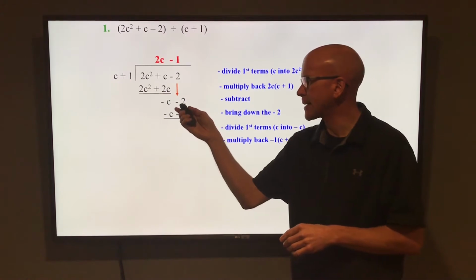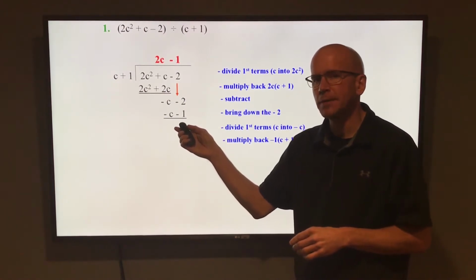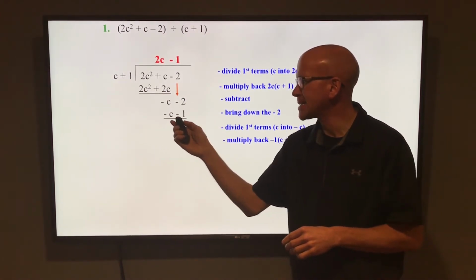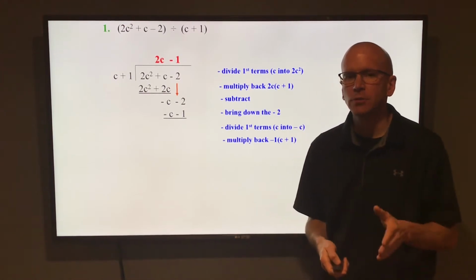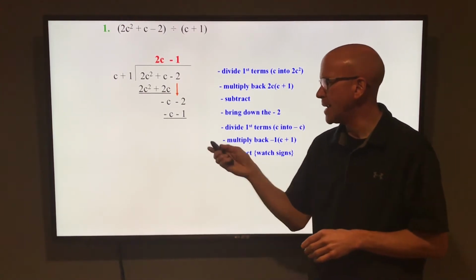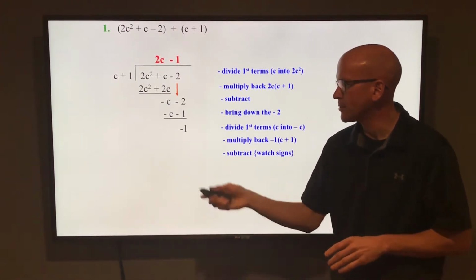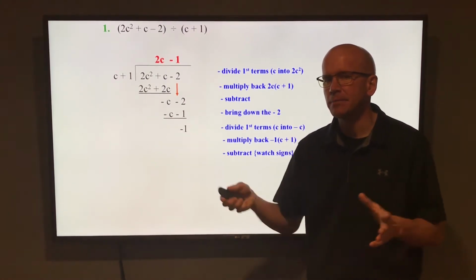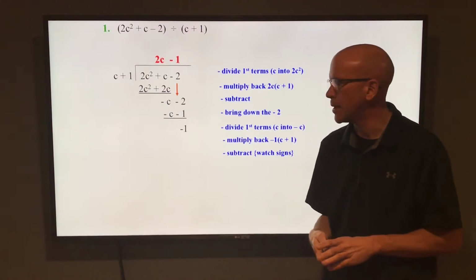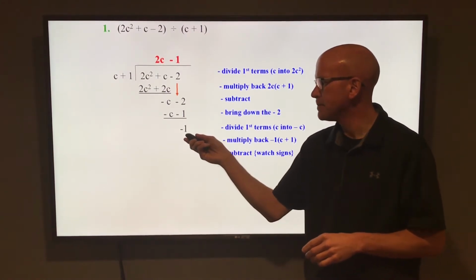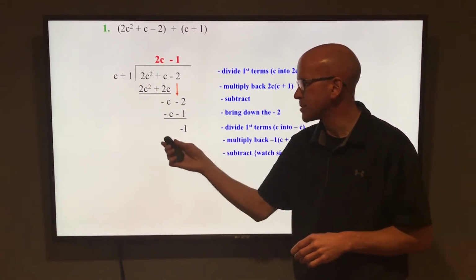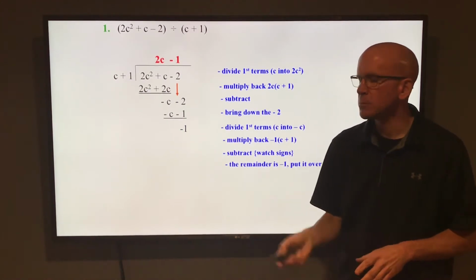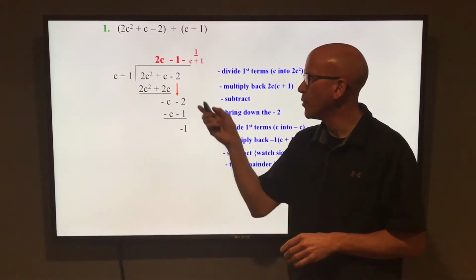When you subtract, this is not going to be negative 3. It's negative 2 minus a negative 1. So negative 2 minus a negative 1, that is negative 2 plus 1. And that is going to be negative 1. If you take negative c minus a negative c, that's just going to be 0. Those cancel each other out. So this is the remainder. Now we are dividing by c plus 1. That's the remainder. So put that minus 1 over c plus 1.